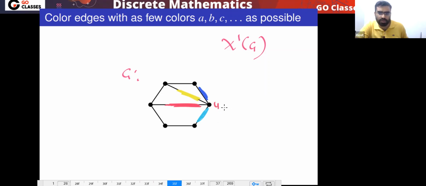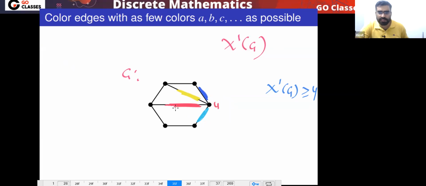This vertex has degree 4. So all these 4 edges are adjacent, so they should get different colors. Now, can you reuse the color? Definitely I can say that this should be greater than or equal to 4, because this vertex has degree 4. So these 4 edges are adjacent, and these 4 edges should get different colors.